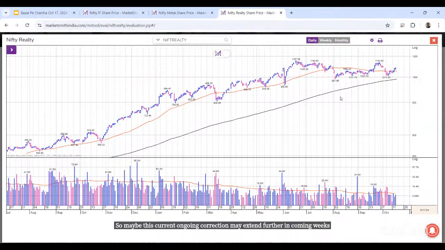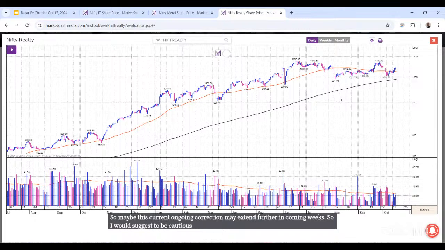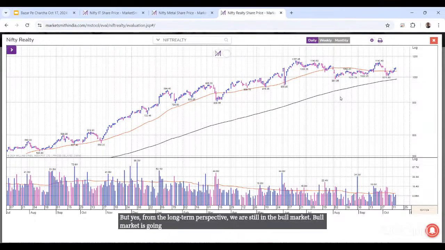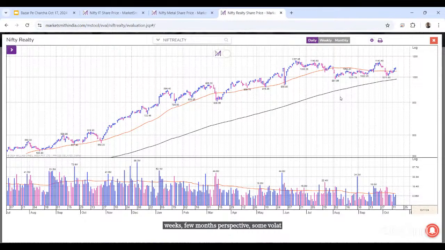So I would suggest being cautious and vigilant while taking any long position in the market, and always follow a prudent risk management policy, that is stop loss and everything. Because in this type of market, if we are not cautious, the loss may extend. But from a long term perspective, we are still in the bull market. The bull market is going to remain intact from the long term perspective. But from a next few weeks, few months perspective, some volatility may be there. The market may attract more volatility. I am not denying that.